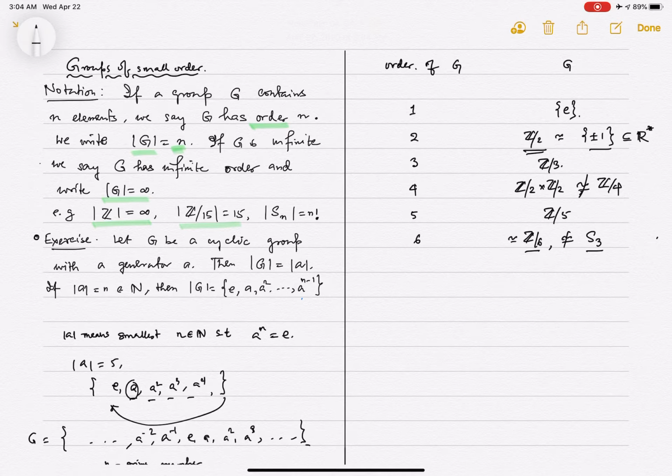You could write potentially another one, Z mod 2 cross Z mod 3, but that actually happens to be isomorphic to Z mod 6. And this would be a fairly easy exercise to do by hand. And these are not isomorphic since S3 is not abelian, whereas the other one is abelian.